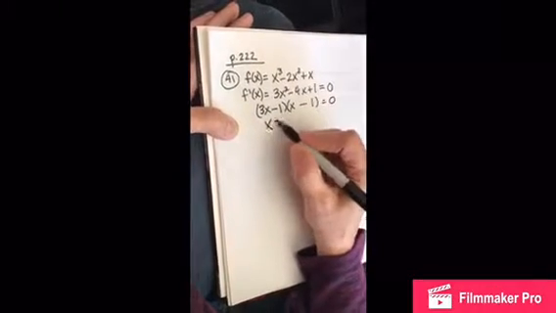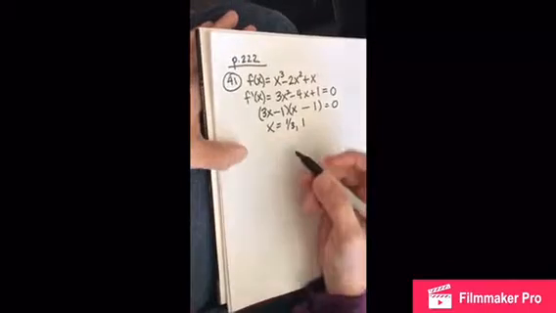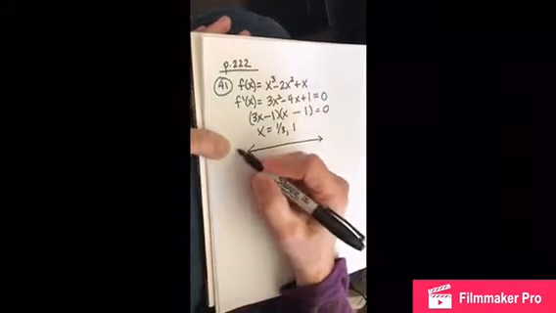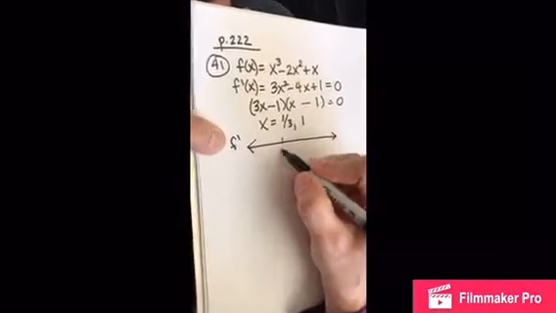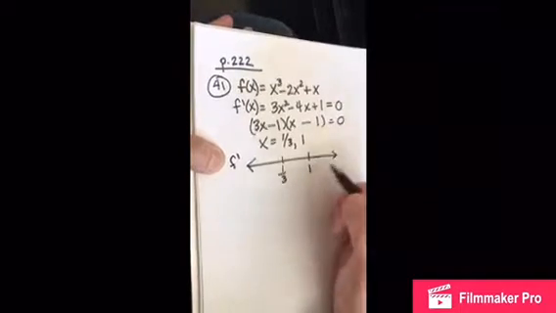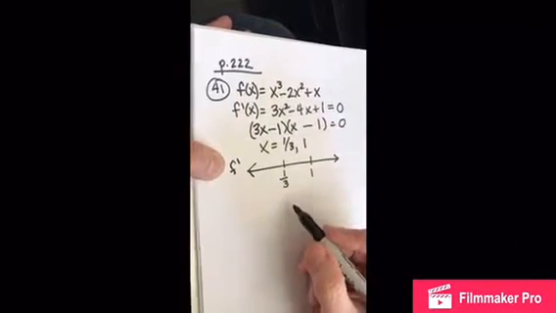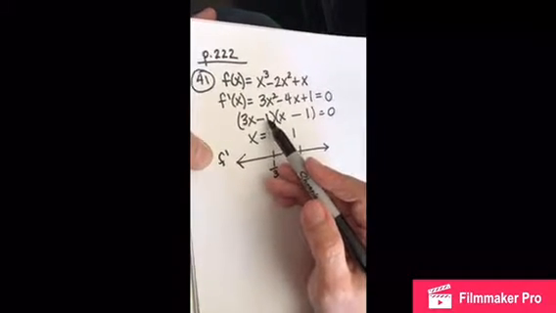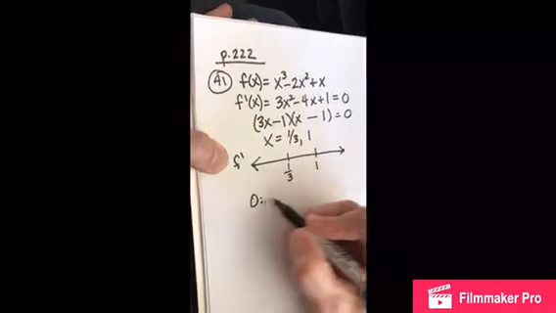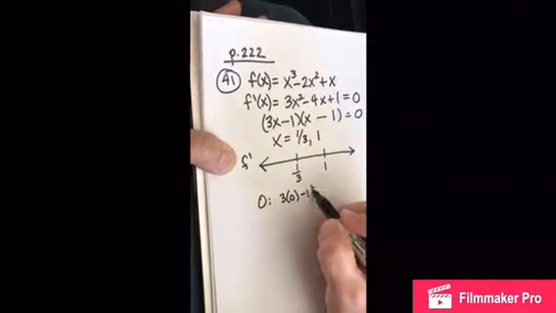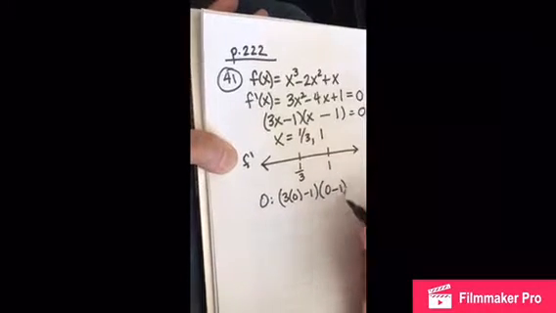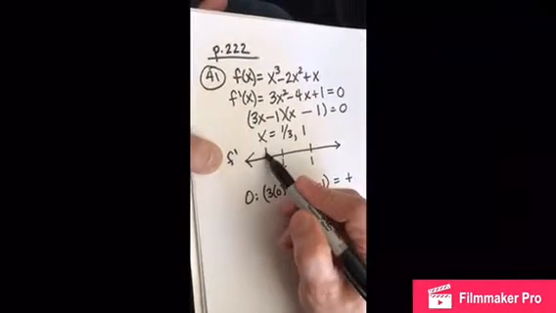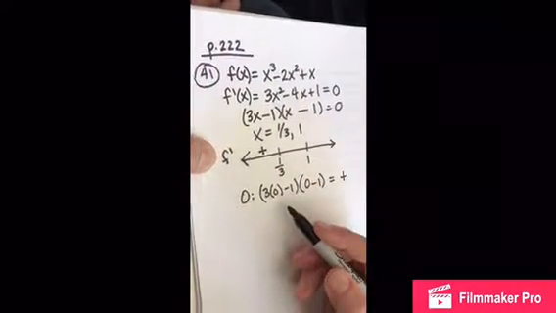And so the two critical points are 1/3 and 1. If we put these on the number line, then we can test some values to the left, in between, and to the right. So if we test a 0 back in the first derivative, we would get 3 times 0 minus 1 times 0 minus 1, which would be -1 times -1, which is a positive. So everything to the left of 1/3 would be positive.